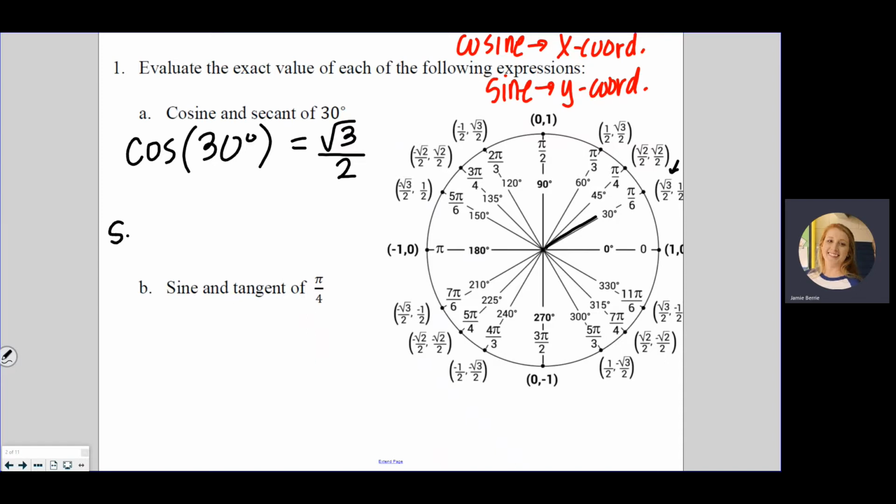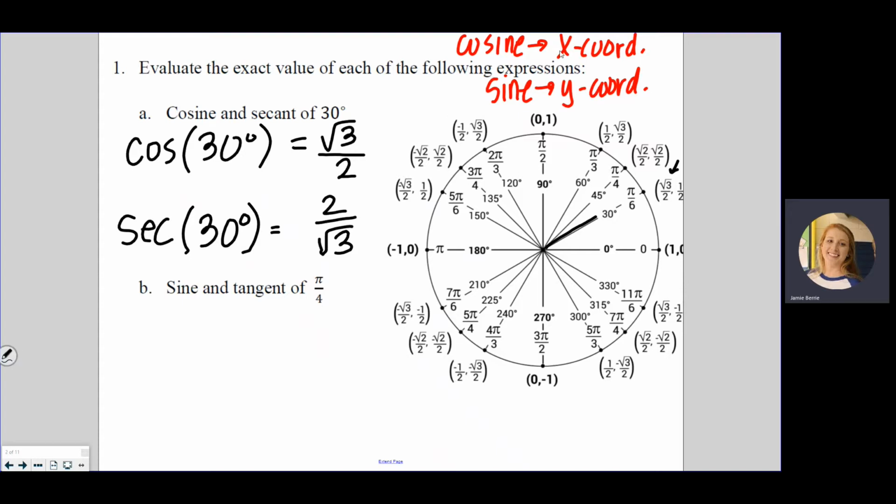All right, so secant. Secant is abbreviated SEC. So secant of 30 degrees is just going to be the reciprocal of cosine. So you just take your value for cosine here and take the reciprocal. So that would be 2 over the square root of 3. They do not require that you rationalize this on the homework. So you don't have to worry about getting rid of that radical in the denominator, which is nice.